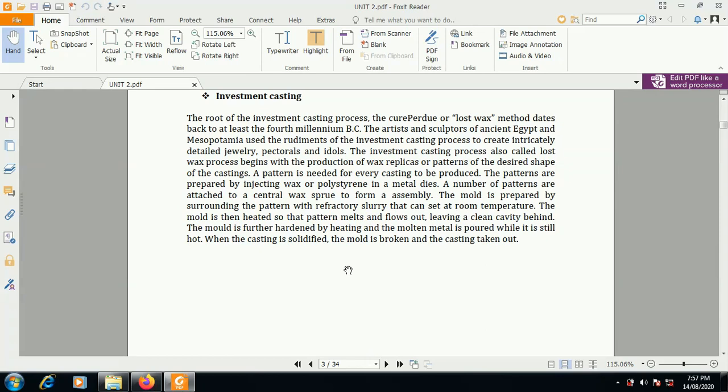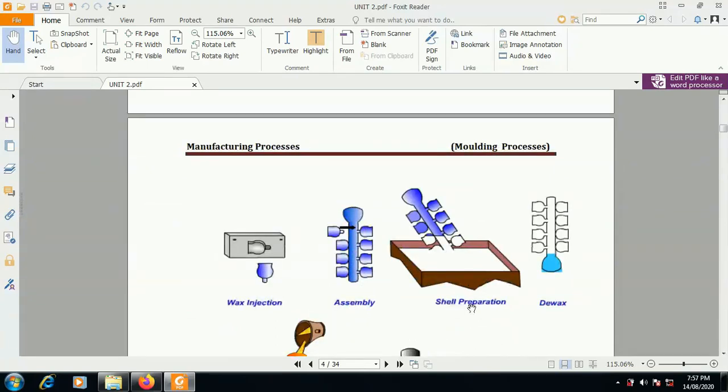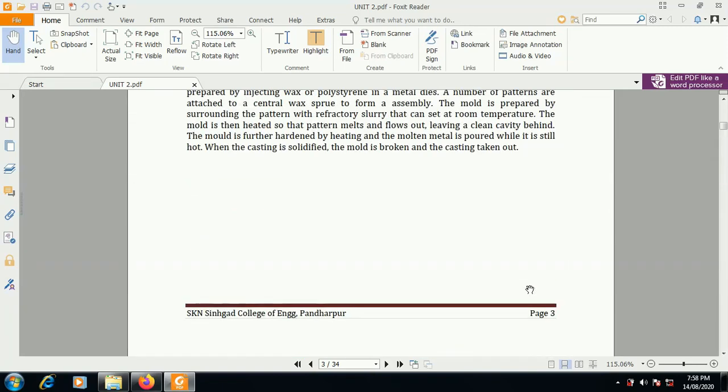Now the mold is prepared by surrounding the pattern with refractory slurry that can set at room temperature. This is the preparation of the mold cavity. The assembly made out of the wax pattern is dipped inside this specially formulated slurry mixture. This is one bath. In that bath, the specially formulated slurry mixture is made, in which the pattern assembly is dipped. After dipping, a uniform coat of the refractory slurry material is obtained on the surface of this common sprue and pattern assembly. Afterwards, the dewax process follows.